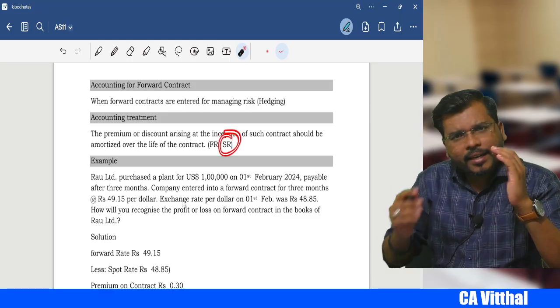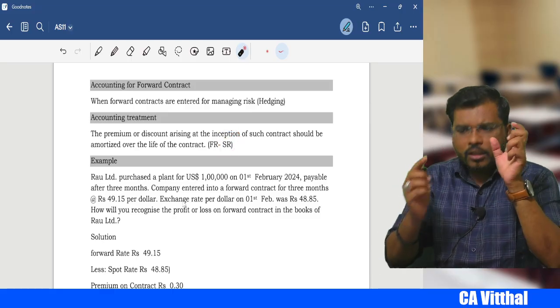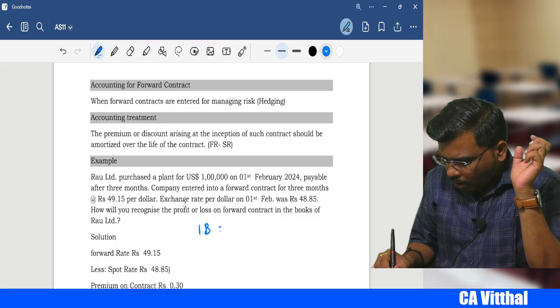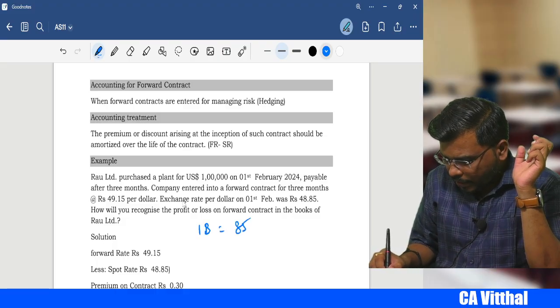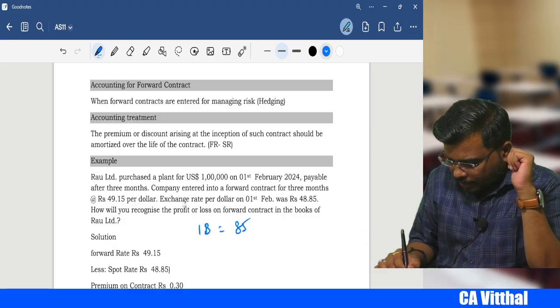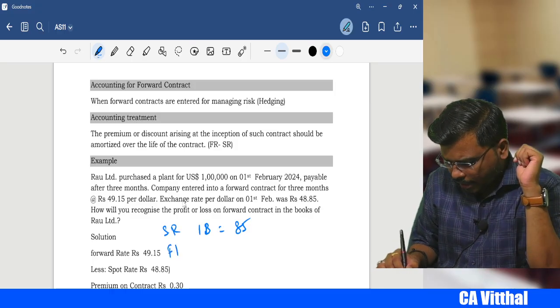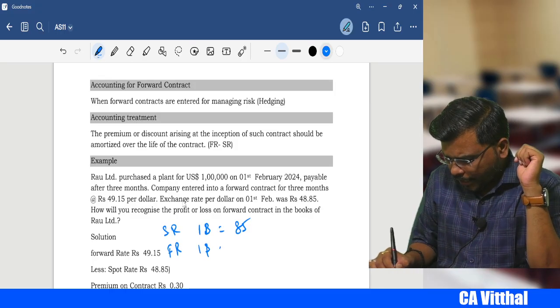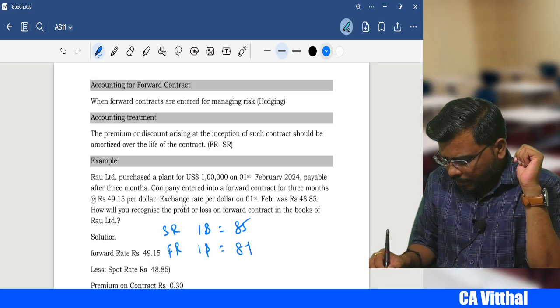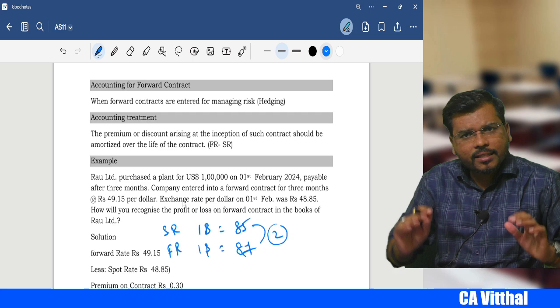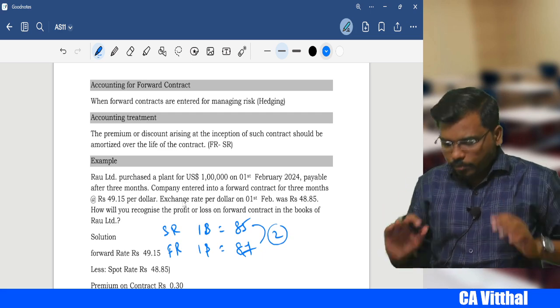And today's rate also we know. So suppose today $1 is equal to rupees 85, this is a spot rate, and I am entering the forward contract, so the forward rate is $1 is equal to 87. So we know what our risk is now, that is 2 rupees. So our risk is defined now, and that is called hedging purpose, right?